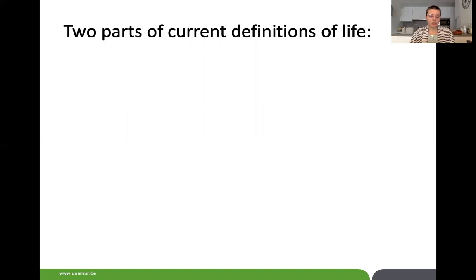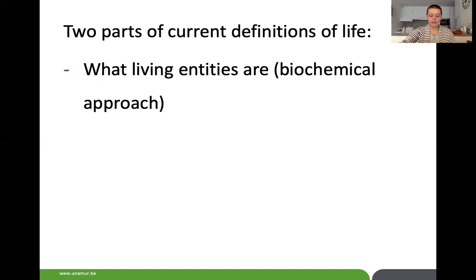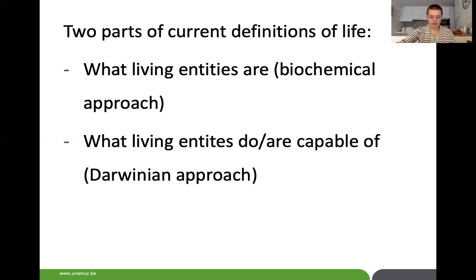The definitions currently used by biological scientists are composed of two approaches to living entities, approaches often combined. The first one is the approach based on what living entities are, and the second one on what they do or what they are capable of.